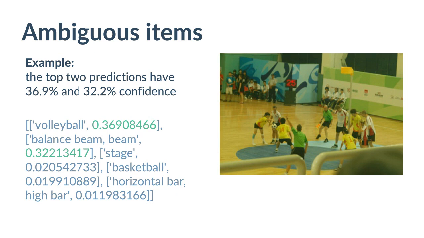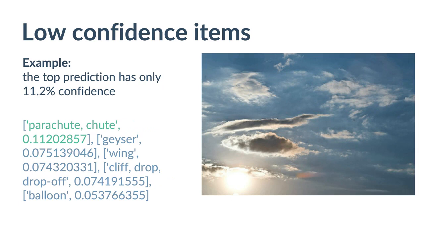And so you often see this in the literature referred to as uncertainty sampling. So you're looking for something near the decision boundary between two classes. Another equally important sampling method is to look for low confidence items. And so this is something which isn't known about in your training data.